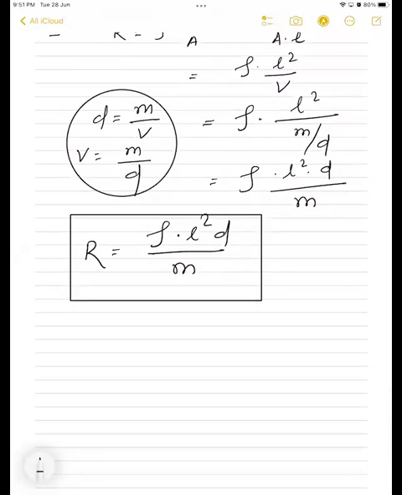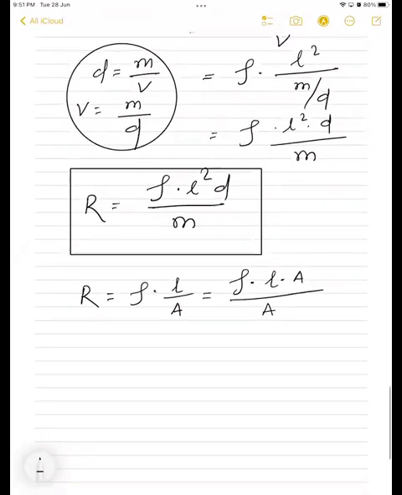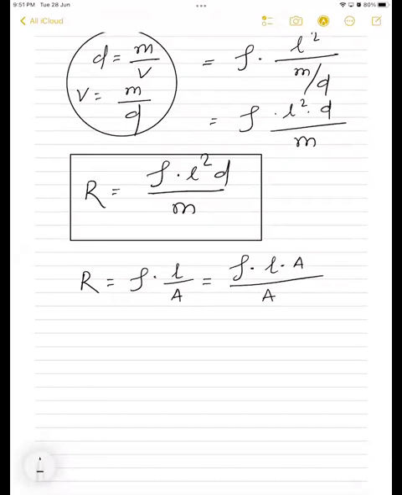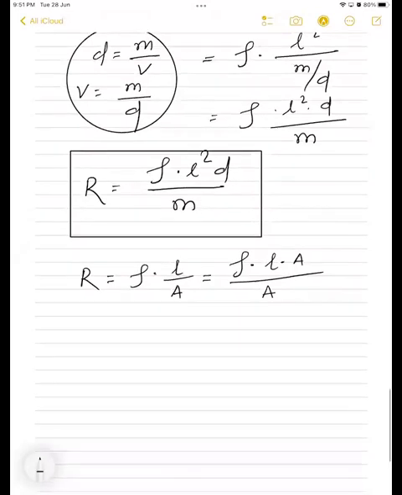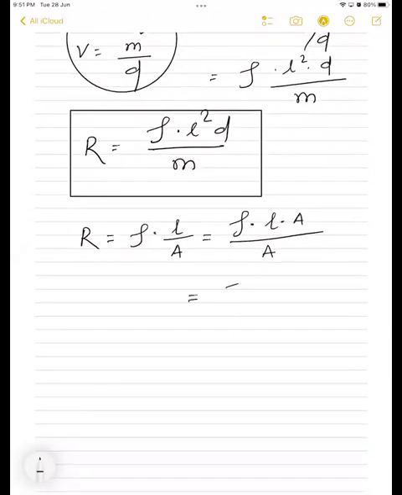Next, let's see another form. Another form means I want to relate it in some other way, right? R is equal to rho L by A. So do one thing now: multiply A in the numerator and multiply A in the denominator. How can it be related? Sometimes you have to keep the length fixed, sometimes you have to keep the area fixed. How to do that? Let's see. So that is density into LA by A.